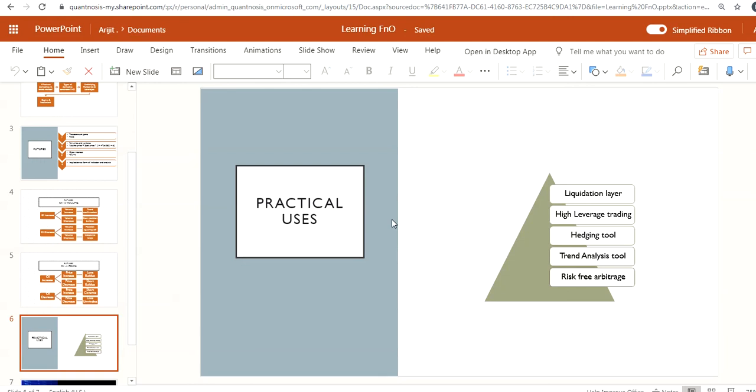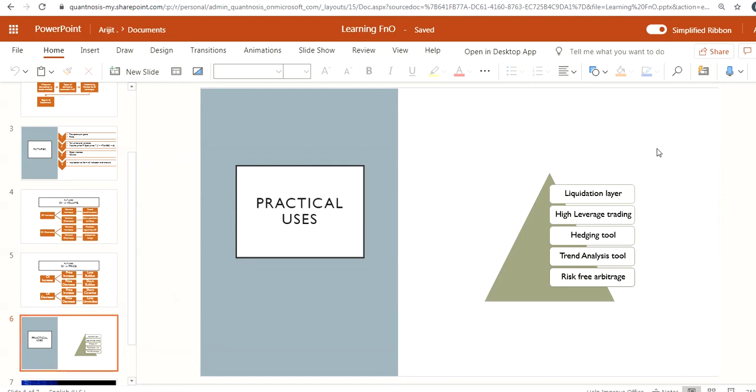Or let's say suddenly one morning the market crashes very badly and there is no liquidity, nobody to buy the stock, so I cannot sell or exit. What I can do is sell the future, and later settle with my stocks and exit at that price. So it can be used as a liquidation layer when you are trying to exit or enter a big position.